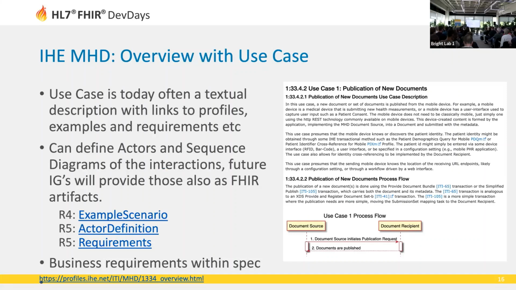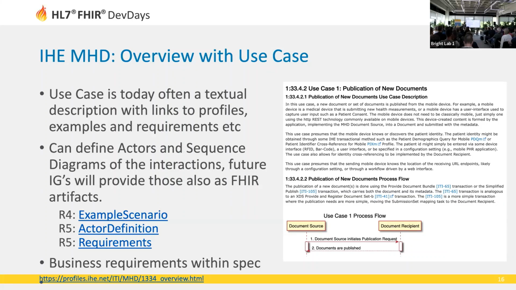And what you often have for such an implementation guide is use cases which describe how you can use FHIR to support that use case. Now, in the case of document sharing, there is a use case for how you can publish new documents. Then you see different actors. You have, for example, a document source, which wants to do a publication request, and you have an actor which is a document recipient. So the use cases define these actors and sequence diagrams.